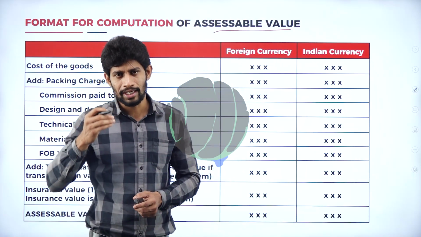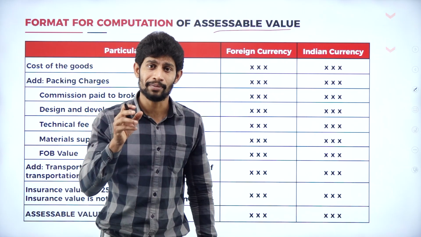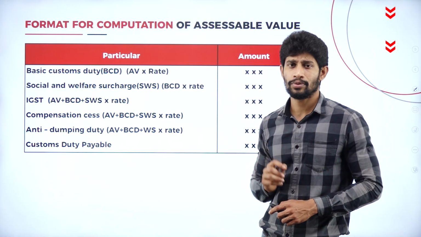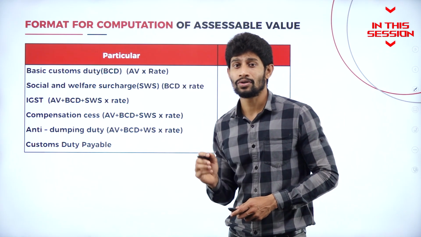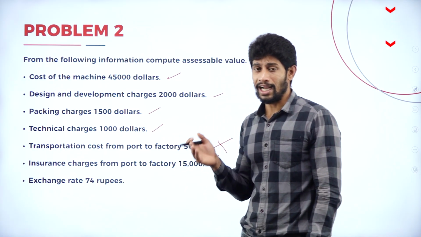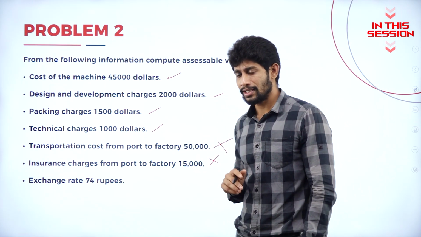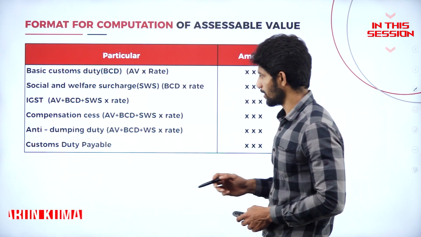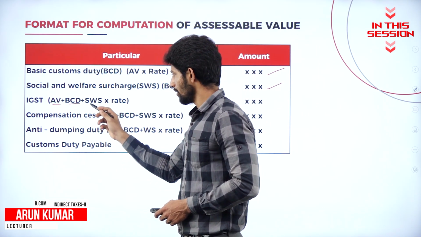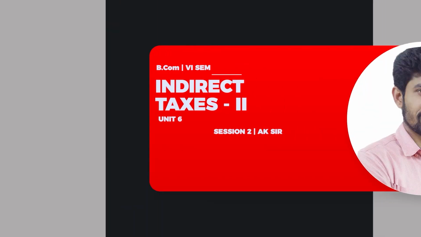If you are importing any machinery from USA, what you are supposed to do? You are supposed to pay them in US dollars, not in Indian rupees. We are supposed to compute the basic custom duty based on the assessable value. So if any expenditure is incurred after importing the machinery to the port, then that expenditure should not be considered. You will compute IGST on assessable value plus basic custom duty plus social welfare surcharge into rate.